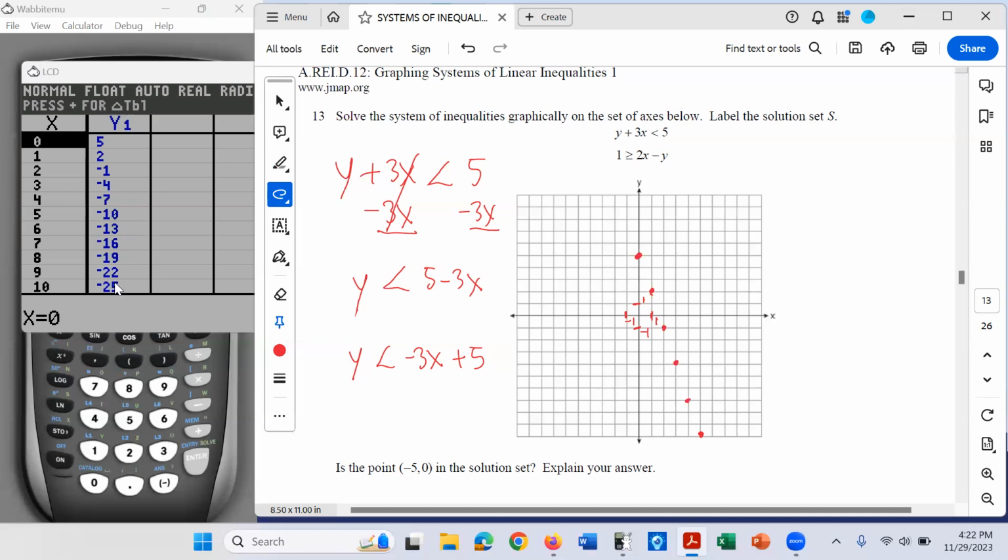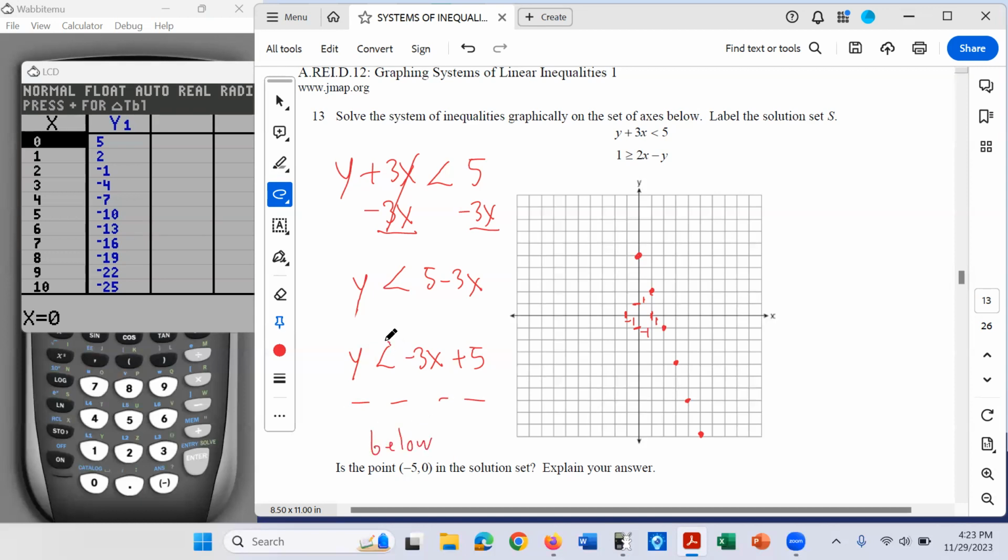So from here, I got to look. Looking at this here, am I going to have a solid or dashed line? That's right. It's going to have a dashed line. And am I shading above or below? Well, if it says y is less than, I definitely got to shade below.